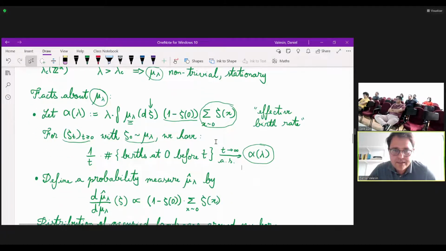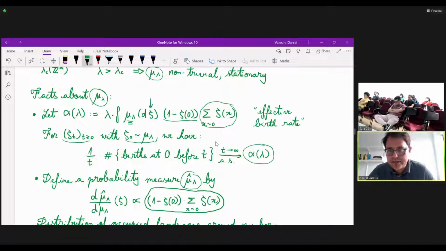The second fact is that I'm going to define a biased, or weighted, version of mu lambda, and I'll call it mu lambda hat. Here I'm giving the Radon-Nikodym derivative between mu lambda hat and mu lambda. At a configuration, it's the indicator that the origin is empty times the number of occupied neighbors of the origin. That's exactly the same thing that appears inside this integral here.